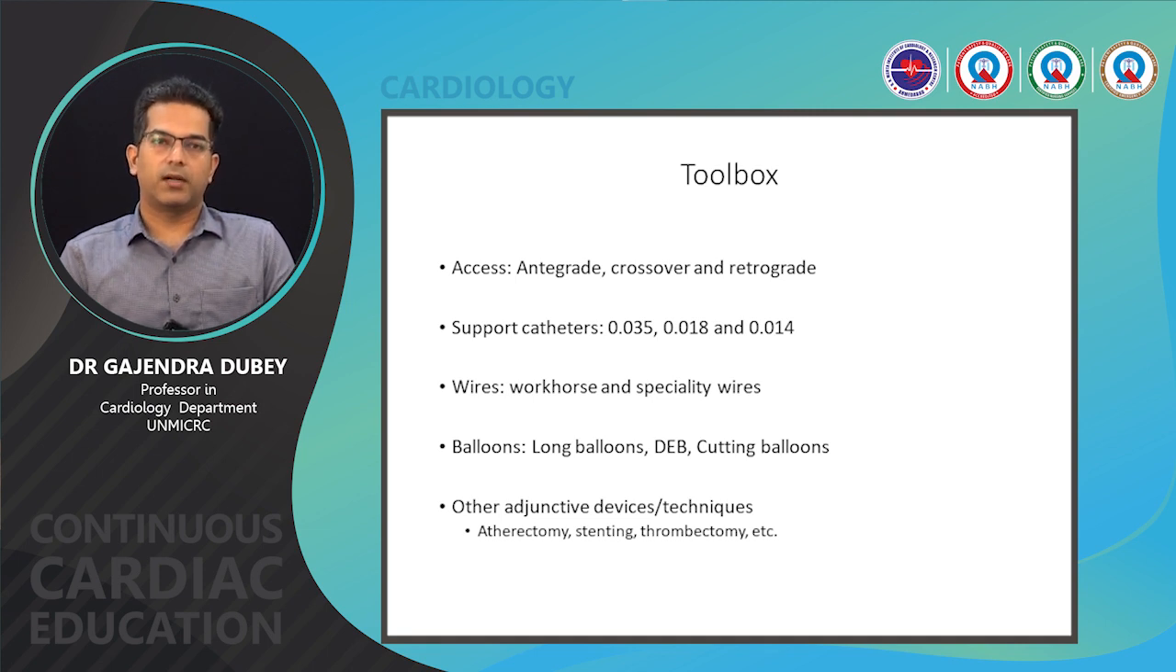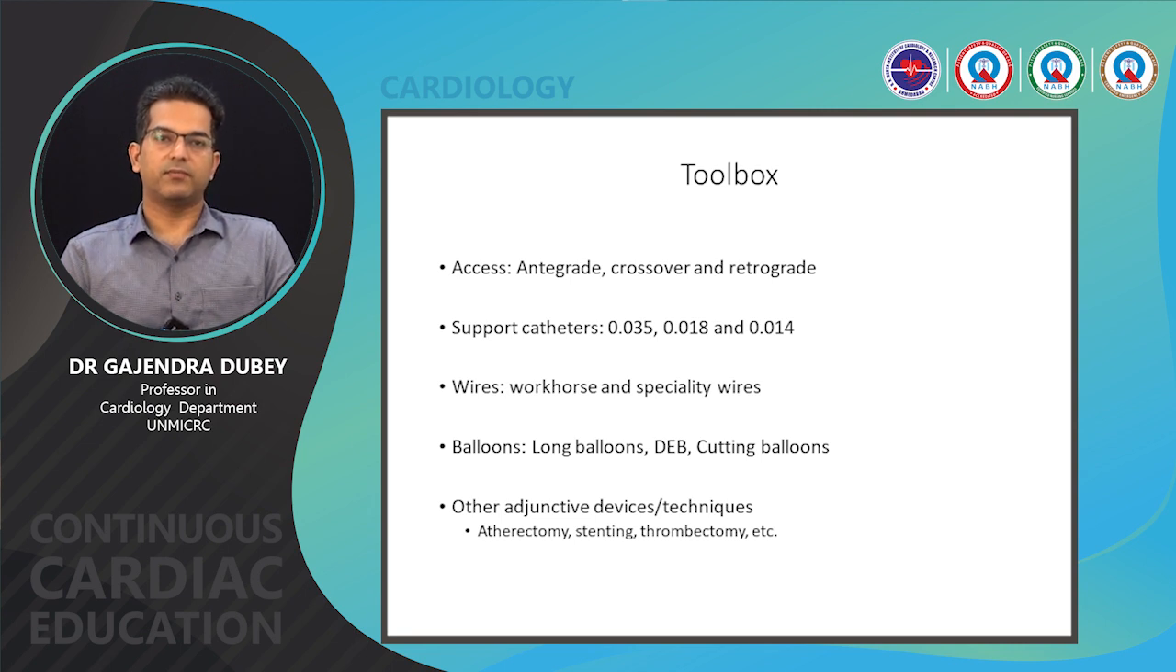And we should have at least a decent variety of wires, which should include both workhorse and specialty wires, to revascularize the tibial vessels. Plus there are dedicated long balloons which come in small diameters, say from 2.5 to 3 or 4 millimeter, and lengths of 100 to 200 millimeters. These long balloons are very important for ballooning the tibial vessels. Nowadays we also have drug-eluting balloons for BTK vessels, and cutting balloons can be used in heavily calcified blockages. Other adjunctive techniques include atherectomy, stents and thrombectomy devices, and they can be useful in helping us get a good result.